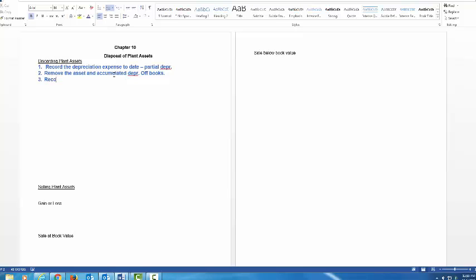Then you want to record any cash, or it could be another asset. We're going to focus on cash that you received or paid at disposal.